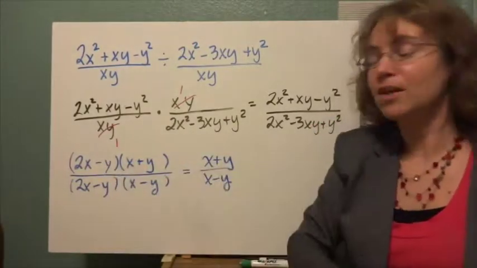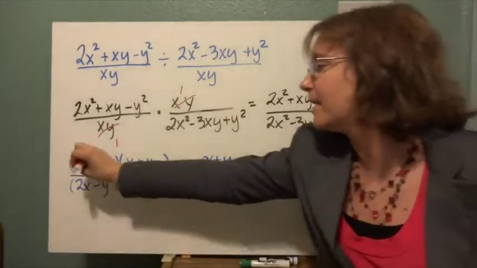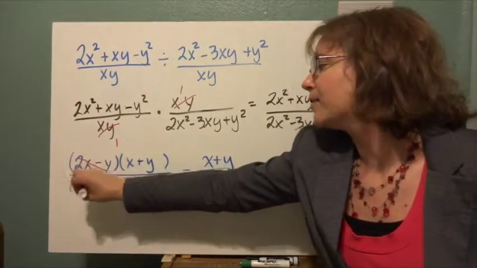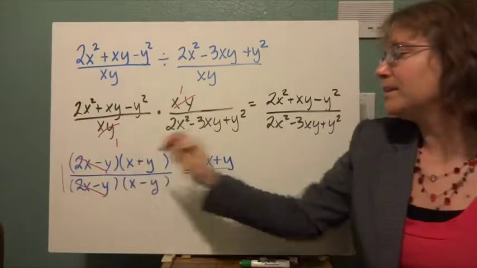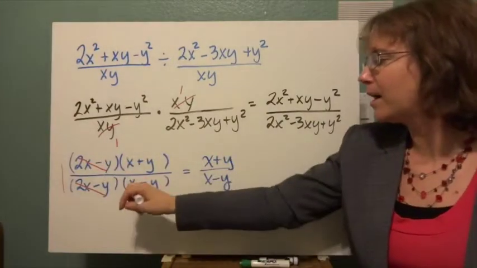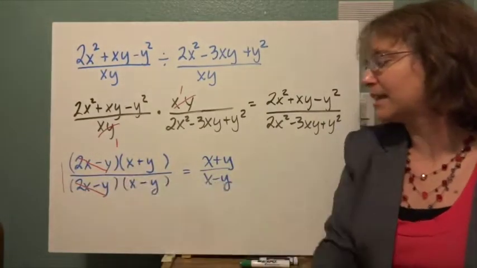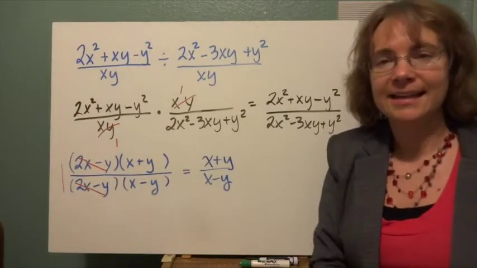Now I have something in common here. I have a 1 I can take out. 2x minus y over 2x minus y gives me a 1. 1 times x plus y is just x plus y, over 1 times x minus y is just x minus y.